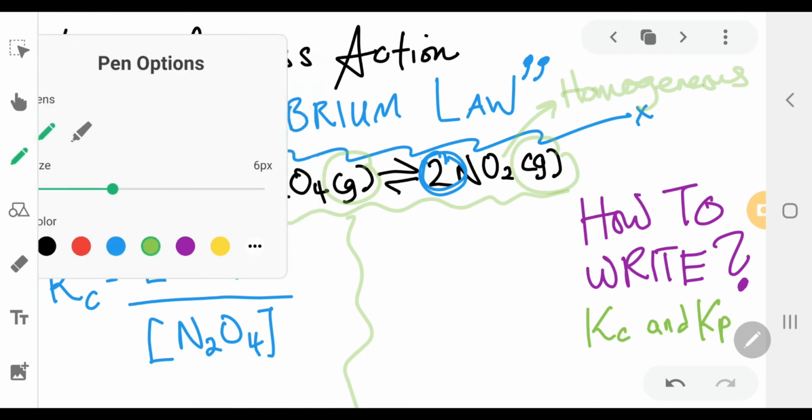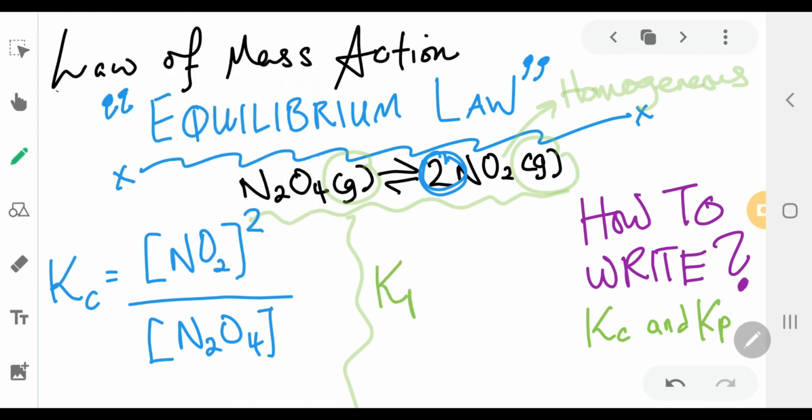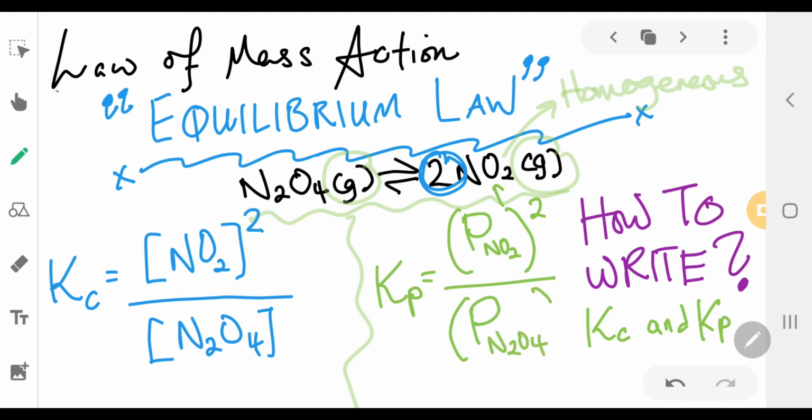Now, let's have a look at the Kp. Equilibrium constant expression for pressure. So you have P for pressure and NO2 there, round brackets to the power of 2 over pressure of N2O4. You close that brackets. So this is the Kp expression for this reversible homogeneous equilibrium.